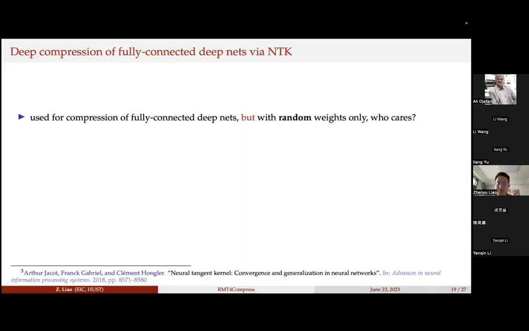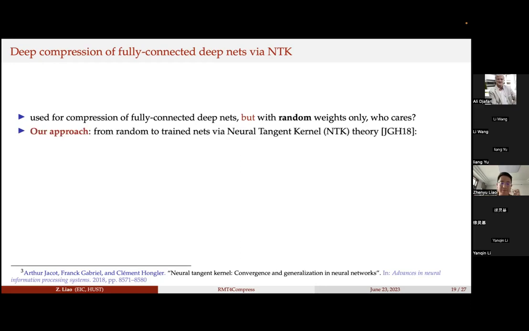Okay, but we're still not very satisfied because all these results are constrained to the case where we assume the weight matrices to be random, which basically tells us this only holds at the initialization of the neural network. So we're not happy. We want something that holds for a neural network after training.